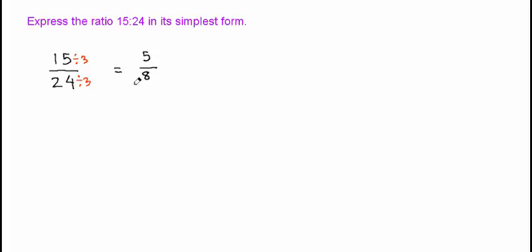And this cannot be reduced. This is the simplest form of that fraction. And therefore, the simplest form of the ratio is going to be 5 to 8. As easy as that. Let's do another one.